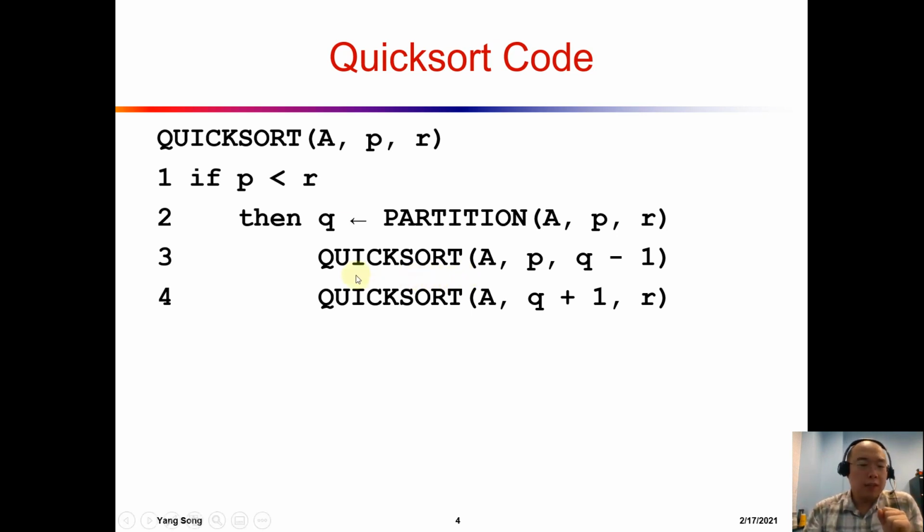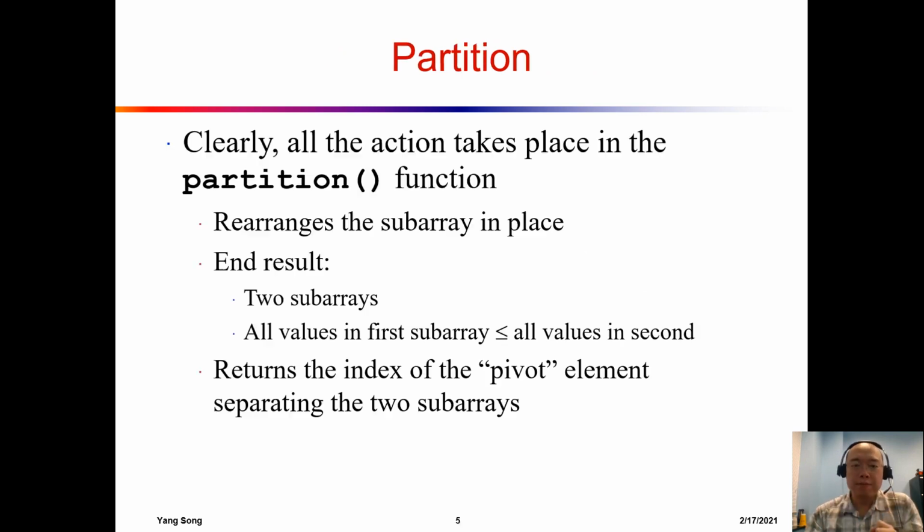Okay, on line 3, we have quicksort A, the left bound P, and then Q minus 1. So we want to sort the left half, but we are not touching the pivot. And then for line 4, we sort A from Q plus 1, the pivot plus 1, to R, which is the right boundary. But anyhow, in those two recursive calls, we don't touch the pivot anymore. The pivot will stay there forever.